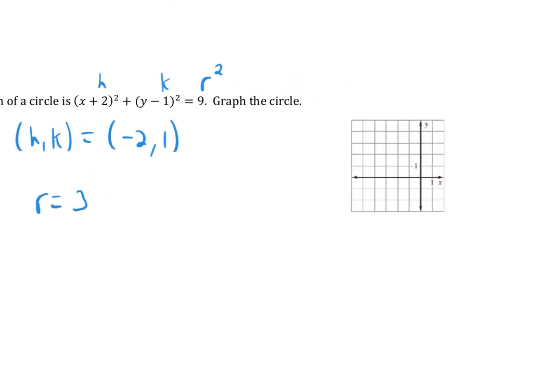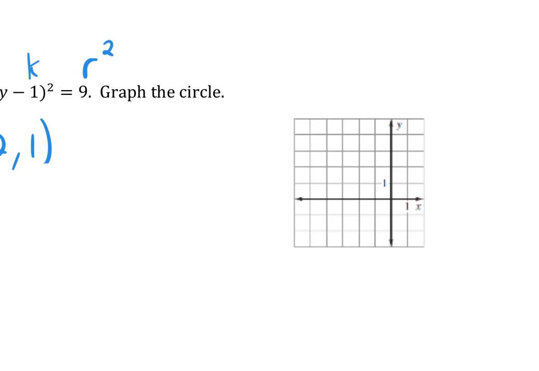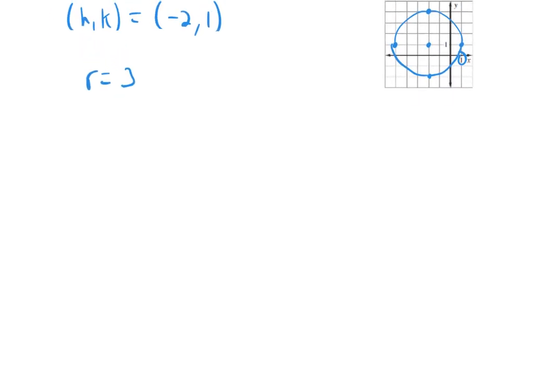So we would go left 2. This is a 1 is our scale here, so we go left 2, up 1. Radius is 3, so we go up 1, 2, 3. We go right 1, 2, 3. Down 1, 2, 3. Left 1, 2, 3. And draw our arcs here like this. And there's our circle. And I think that's all I had here.